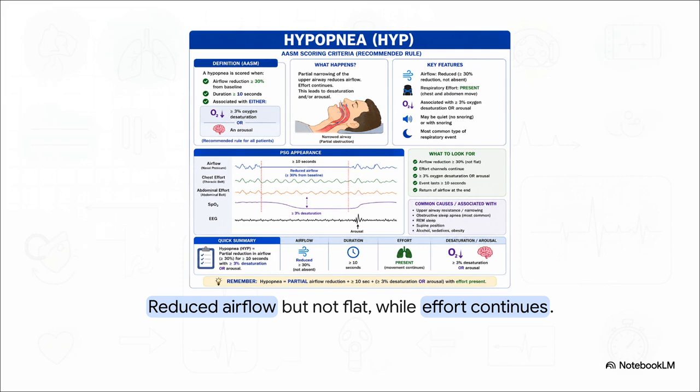It's clearly reduced, shrunk by at least 30%, but it hasn't completely flatlined like the last one. Meanwhile, the effort channels, those green and orange lines, are chugging along steadily. But if you follow the event over to the right, to actually score this thing, you've got to spot the consequence. You need to verify that purple line at the bottom taking a noticeable dip. That's your 3% oxygen desaturation.